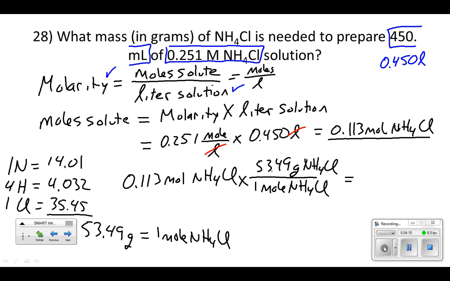And when we do that multiplication, which apparently I haven't done yet, so let me get the calculator out here, it's 0.113 times 53.49, and we get 6.04 grams of NH4Cl. Let's put a box around that so we can find the answer. And so there is our amount of solute that we're going to need in grams.